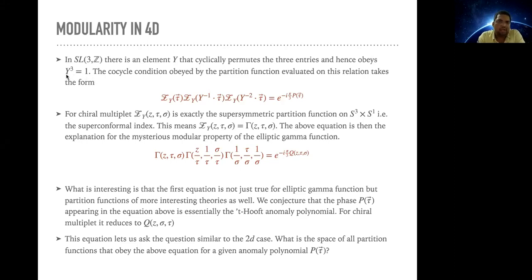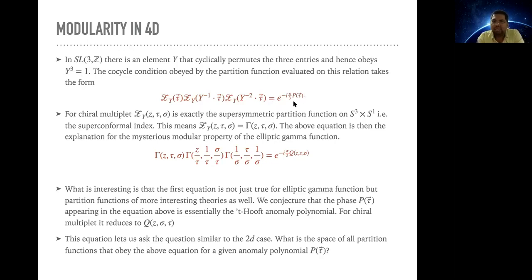And now you evaluate this cocycle condition on this relation and you get this equation. You get Z_Y, because the only group element that appears in this relation is just Y, so you just get a constraint on Z_Y. This is the constraint, and I have set it equal to not quite one, but equal to some phase.